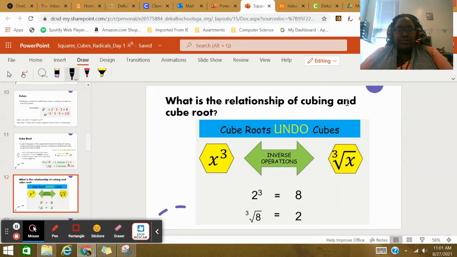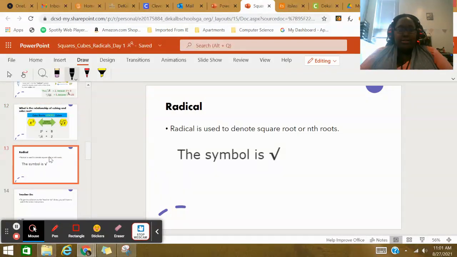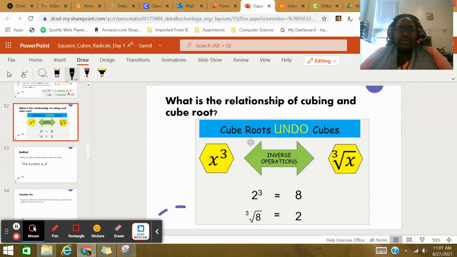What is the relationship of cubing and cube roots? Guys, again, these are inverses. So x to the third power is one operation, and the inverse of that is the cube root. Okay, so 2 to the third power is 8, and if I take the cube root of 8, it'll equal 2. So again, they undo each other. And then finally, the last, make sure you copy this down in your notes, guys. Again, you can pause the video at this time.